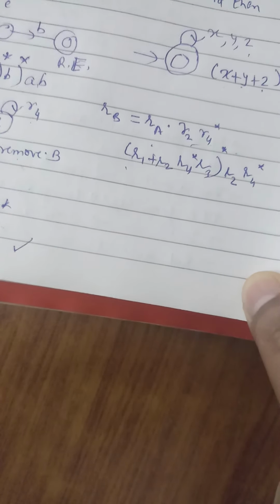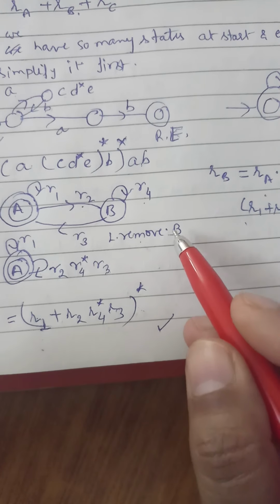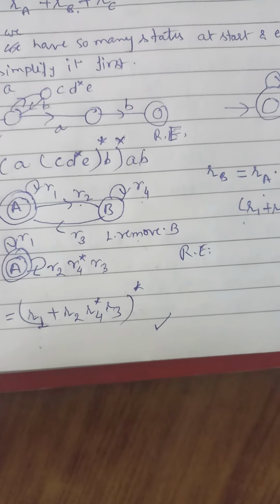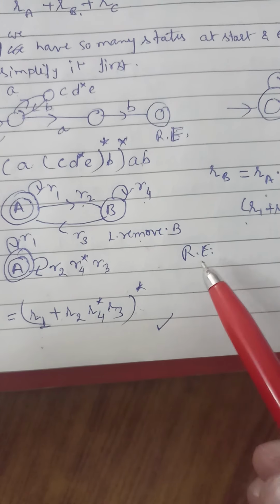So in that way we can find anything, or we can make a regular expression from the machine. Either it can be an NFA or it can be a DFA. In that way we can find the regular expression.